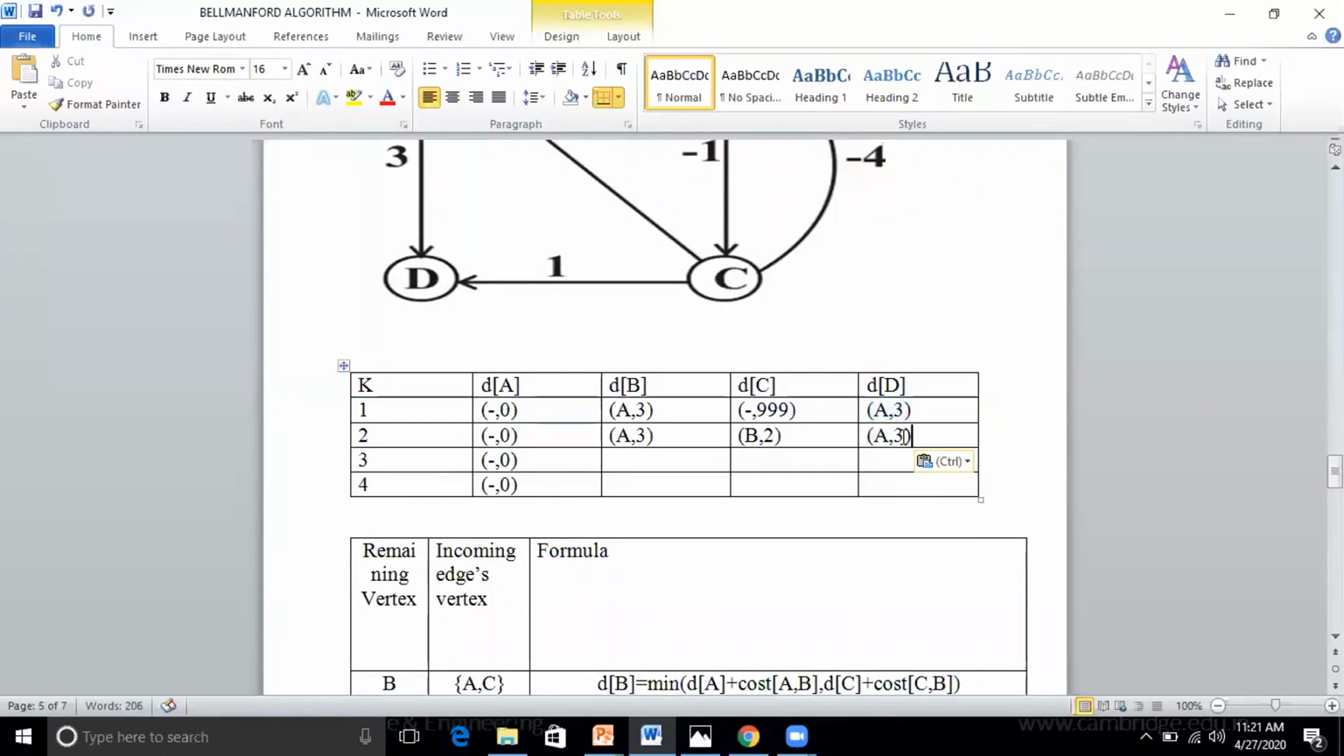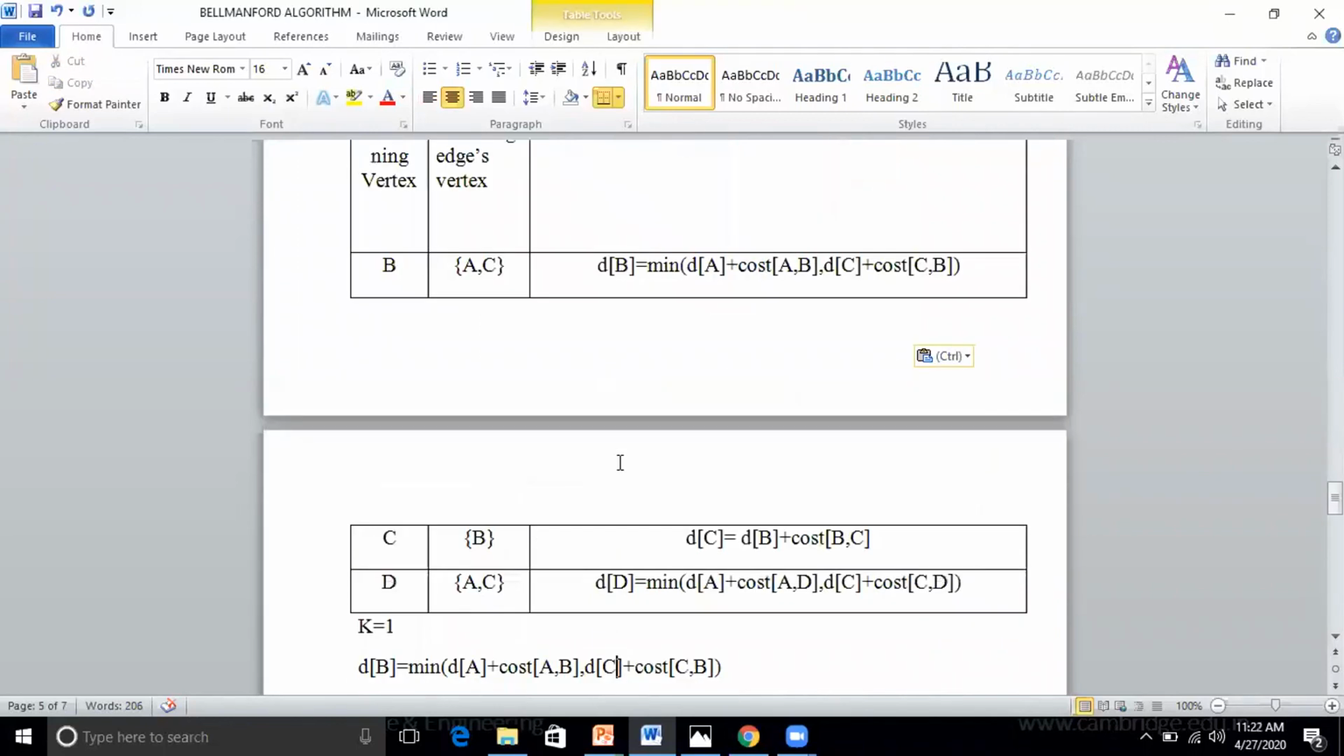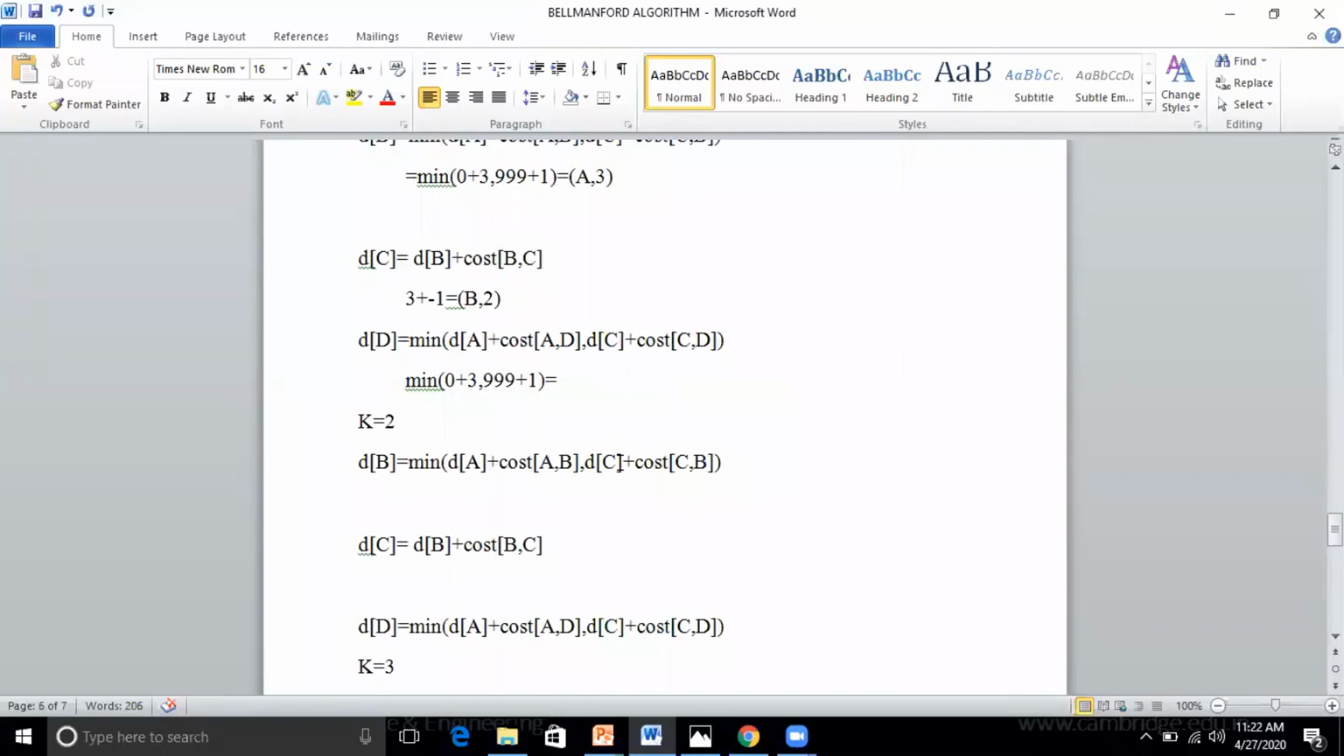So now for the next iteration, what should you do? You have to consider these values and find out. Okay, so now we'll go for the next iteration. Now in the next iteration, B is equal to min of, what is D of A? 0 plus 3, cost of A to B is 3. What is D of C? 2. 2 plus minus 1. So what value do you get now?